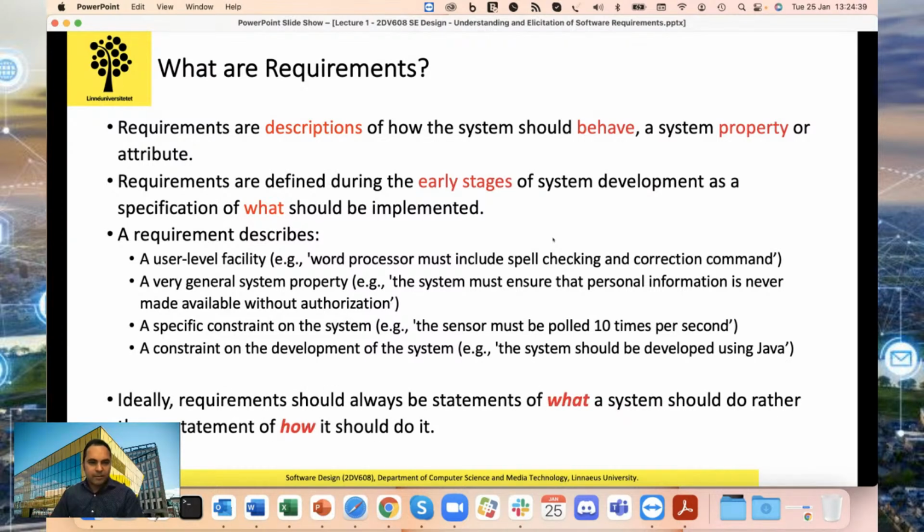So ideally, requirements should be statements about what a system should do, under what conditions, but not how it should do it. How it should do it should be the concern of the developers or the designers, and not the users. And when we are talking about requirements, there are many concerned parties. We will also discuss more about them later.